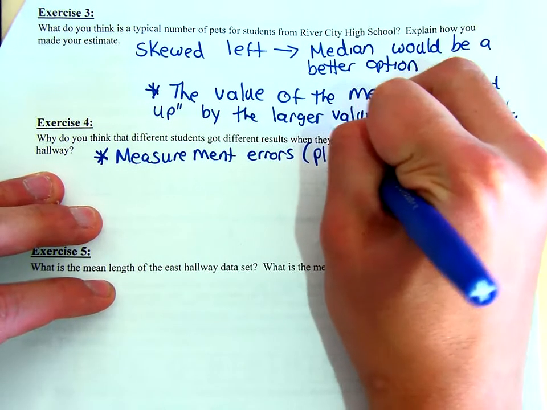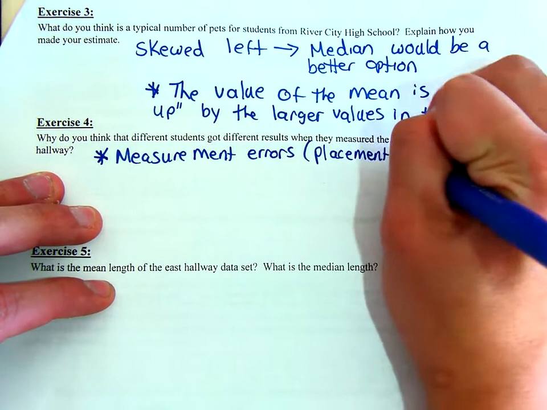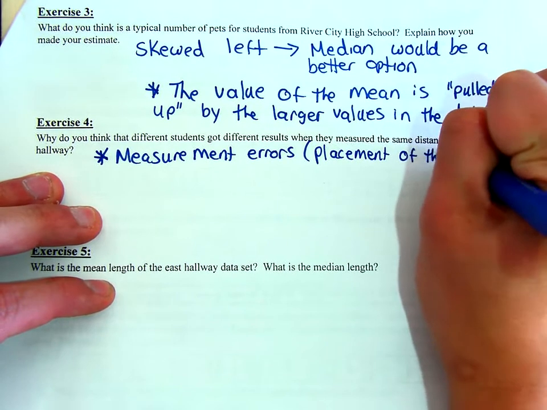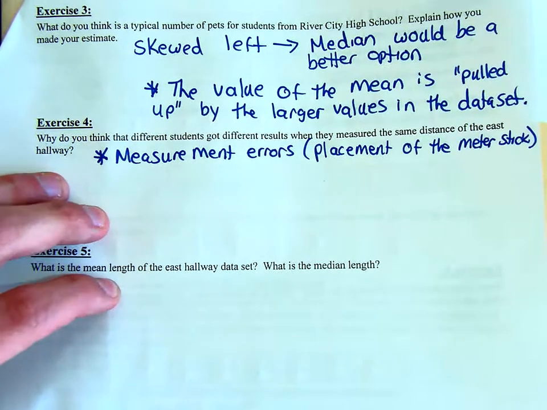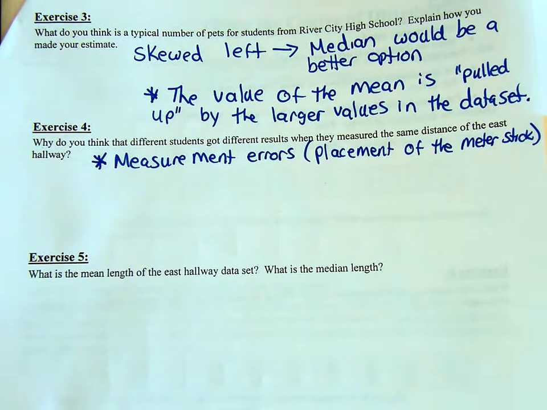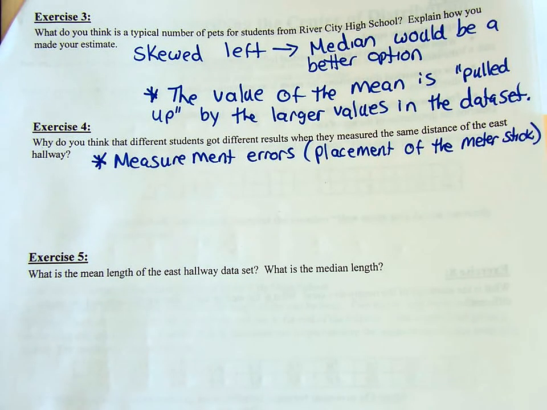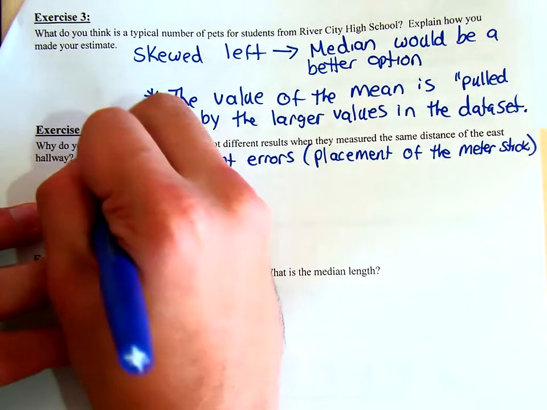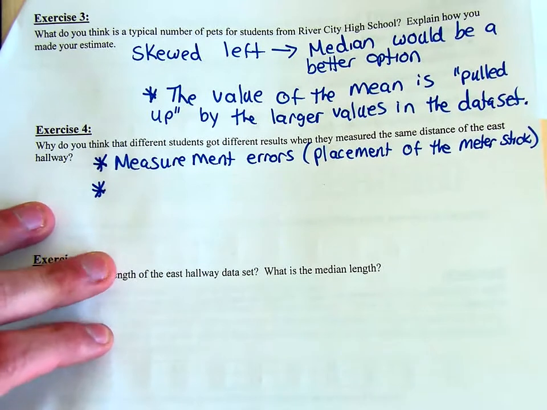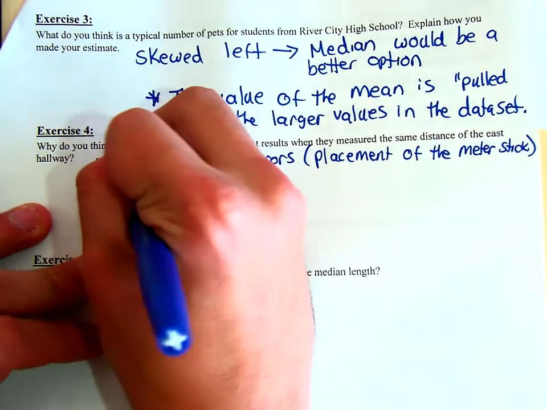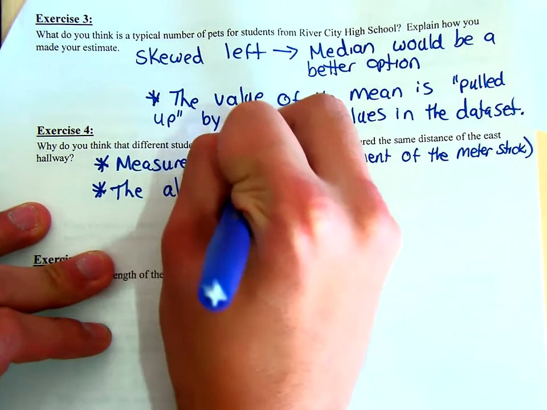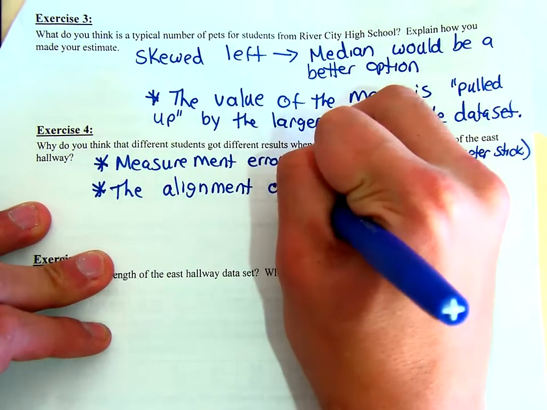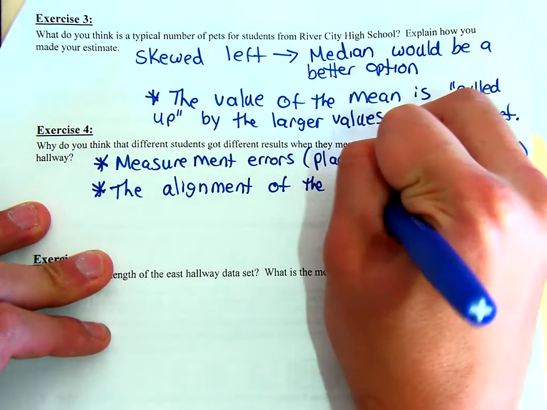The placement of the meter stick. Also, when we're measuring and we pick up the meter stick, that could also be an option that we have here. So that could be the alignment of the meter stick.